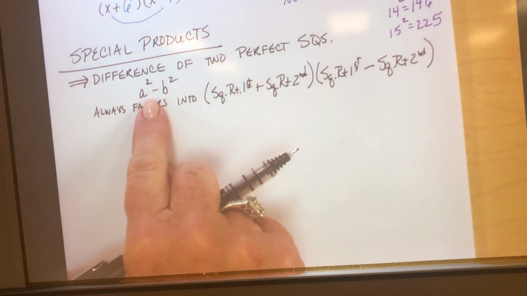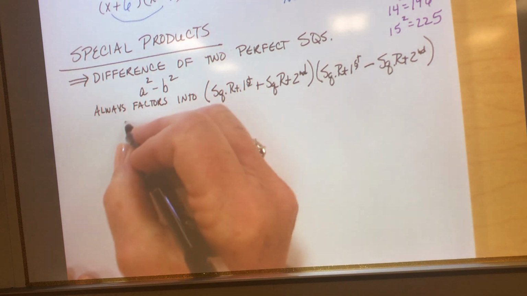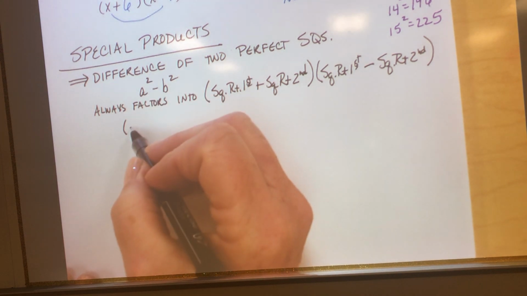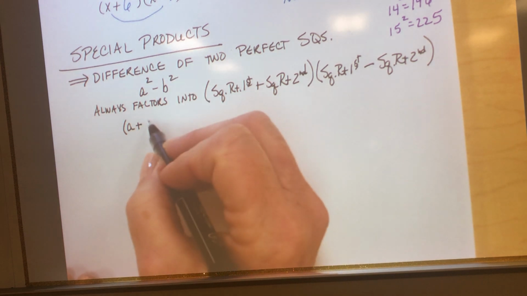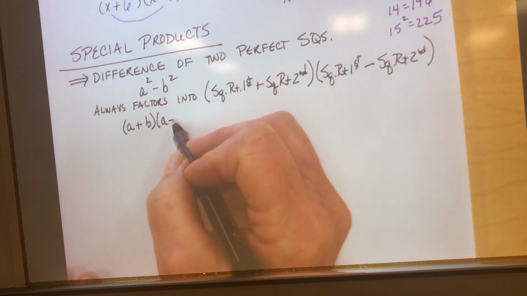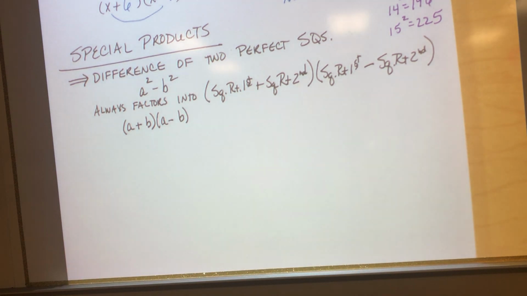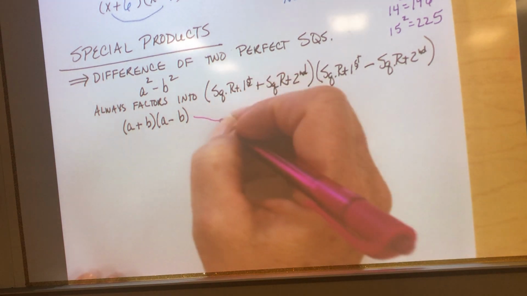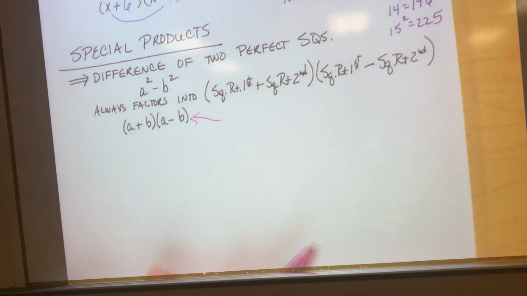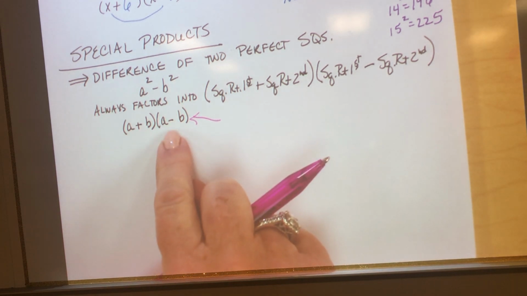Okay, so what does A squared minus B squared factor into? Well, what's the square root of A squared? A. Plus, what's the square root of B squared? B. Times, what's the square root of A squared? A. Minus the square root of B squared, B. All right, now look at those two things. They have the same first term and the same last term, but the only thing that's different is the sign in between.